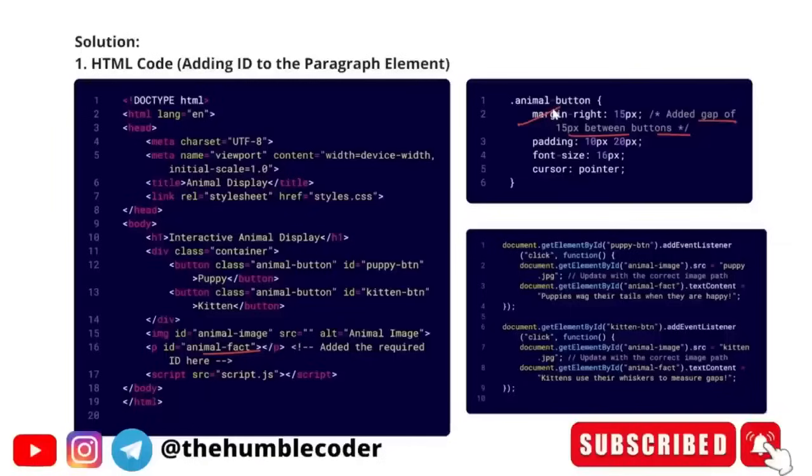And what will be the expected output? Basically when the puppy button is clicked, the image should update to the puppy image, and then the fact should update to the puppy fact. And when we click on the kitten button, the image should update to the kitten picture, and then the fact should update related to the kitten. So basically this is how you have to write it.